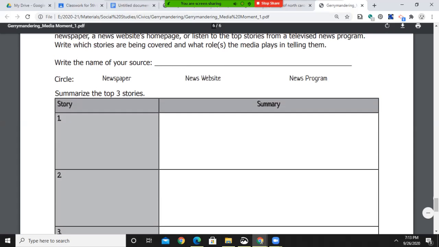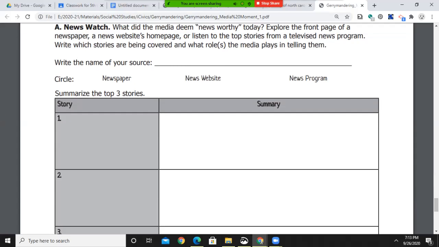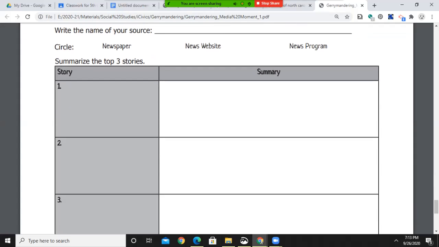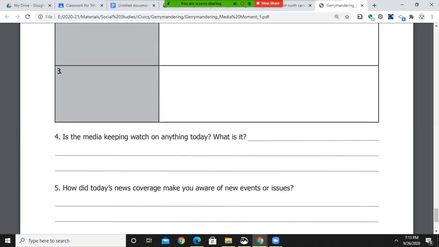Include the name of your source, whether it be a TV channel, a news website, a news program, Tribal Observer, and summarize the top 3 stories. So what was the story about and what was a brief summary of the story? Try to keep the summary to a sentence or 2. And I want you to do that for 3 articles or stories.